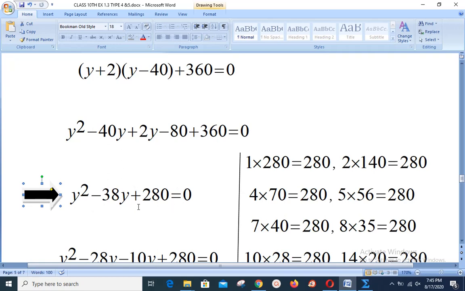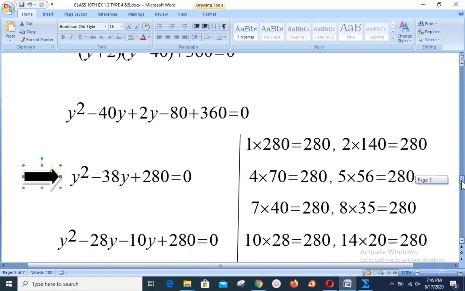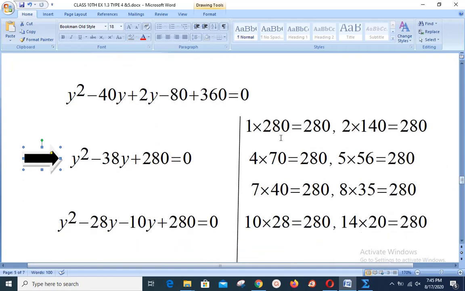We apply the factorization method. The constant number is 280, and the coefficient of y square is 1. So our result is 280. Here, viewers, you can see on the right hand side all possible pairs of factors of 280 are made. Out of these, the one we need is according to our middle term sign, that is minus 38.